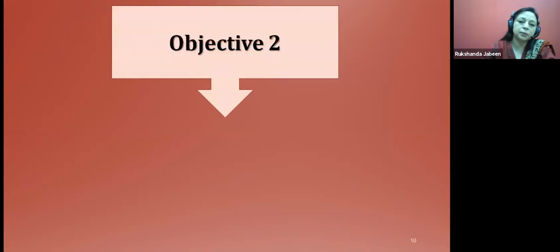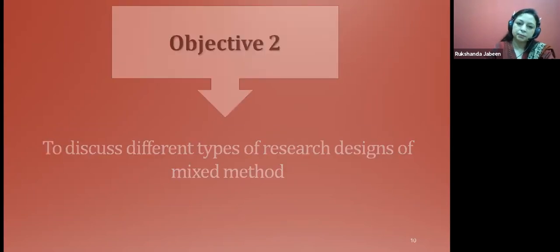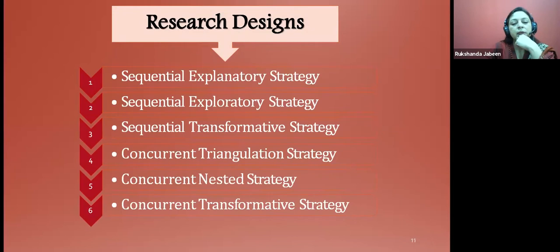Okay, now we are moving to objective two, in which we discuss the different types of research design of mixed methods. According to Creswell and Plano Clark, there are six basic designs, and three of them are sequential and three of them are concurrent. Sequential explanatory strategy, sequential exploratory strategy, and sequential transformative; and in concurrent or convergent, triangulation strategy, nested strategy, and transformative strategy.